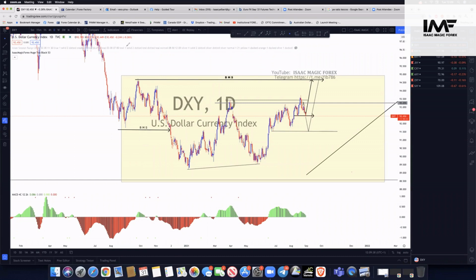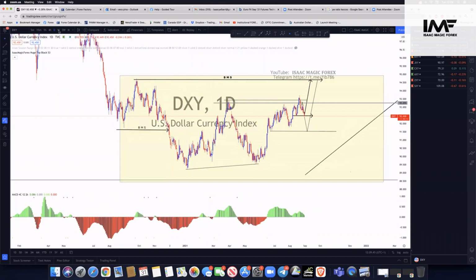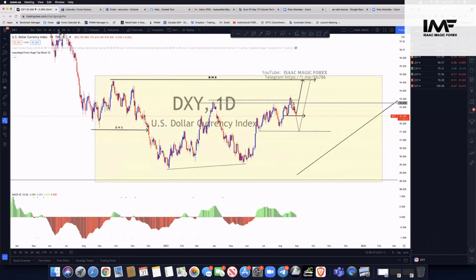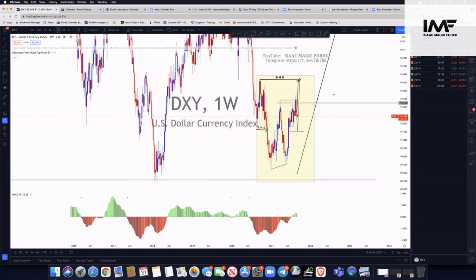And then I'm taking time to go through the indexes so that we can see the direction of the market. I'll forecast the dollar index from weekly, daily, and the monthly. Okay, so this is the dollar index.